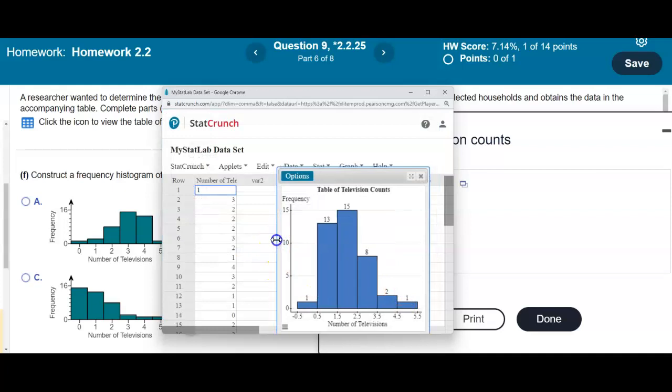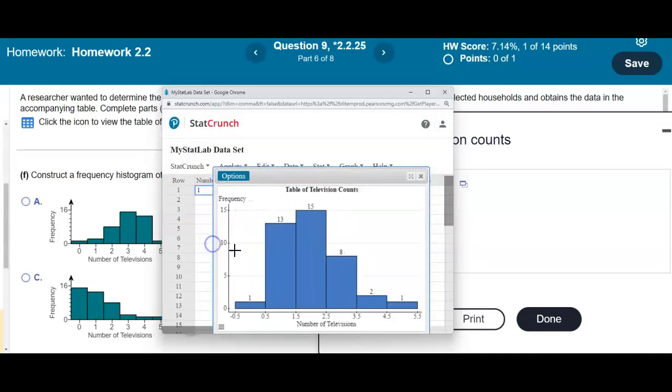So here is our histogram. So you can see here that even though it doesn't show the midpoints on here, the number that's in between those two values is 0. The number that's in between those two values is 1, and so on.